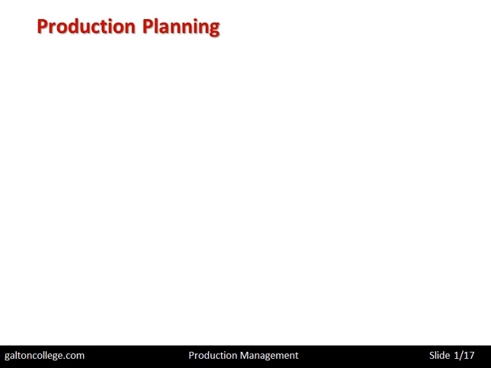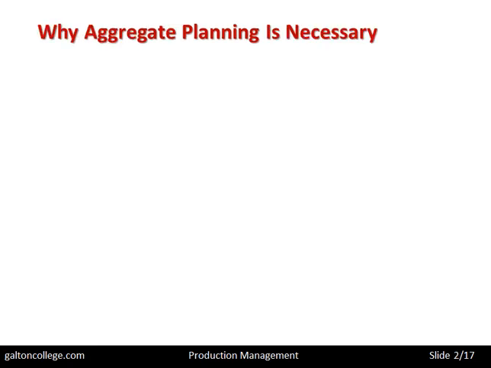So let's start by just getting an overview of production planning. First of all, why aggregate planning is necessary. Aggregate planning means planning in total. Why we should tot up all of the various plans and try to get an overall view of the planning situation within a business.